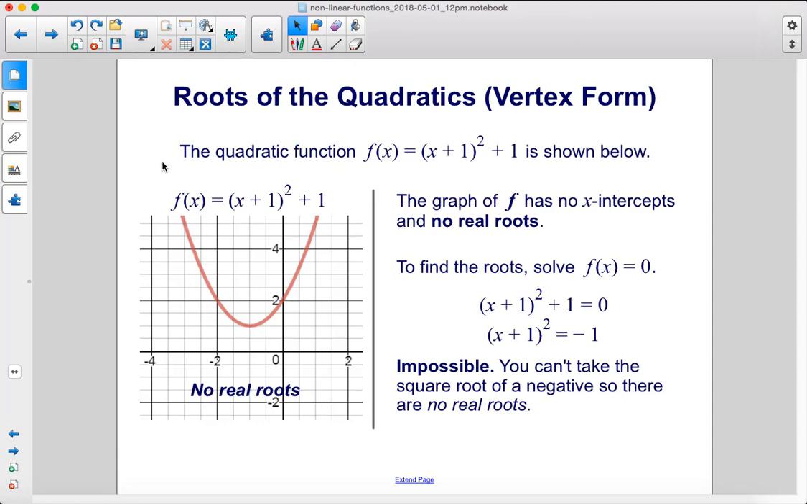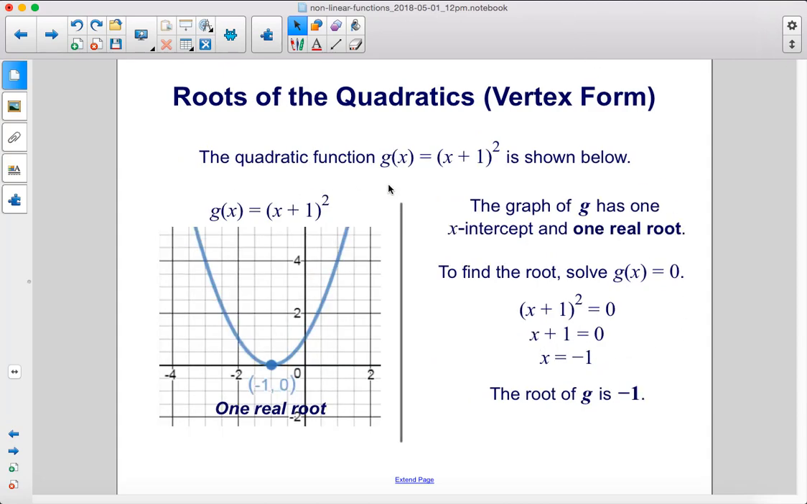The quadratic function f(x) equals (x plus 1) squared plus 1 is shown below. The graph of f has no x-intercepts and no real roots. To find the roots, solve f(x) equals 0. We have (x plus 1) squared plus 1 equals 0, (x plus 1) squared equals negative 1, and that's impossible. You can't take the square root of a negative number, so there are no real roots.